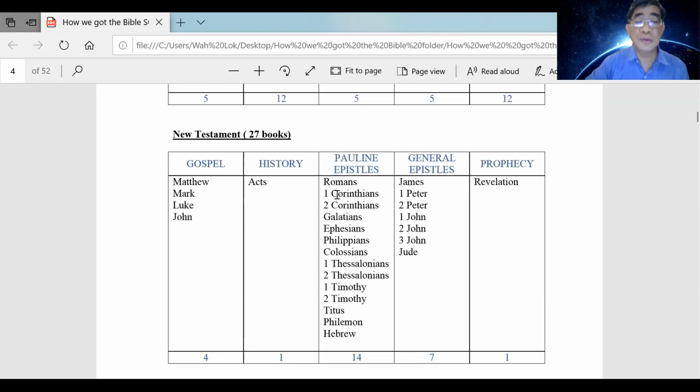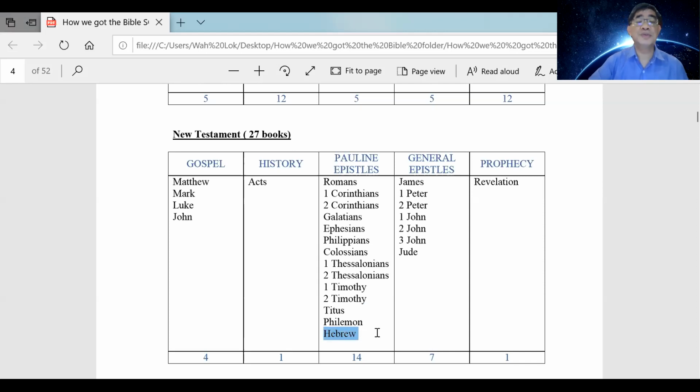Corinthians, written to Corinth, the town. Galatians, written to the city of Galatia. Ephesians, written to Ephesus. Philippians, written to Philippi. Colossians, written to Colossae. Then Thessalonians, to Thessalonica. Then 1st and 2nd Timothy, Paul is writing to Timothy. Then Paul is writing to Titus. Paul is writing to Philemon.